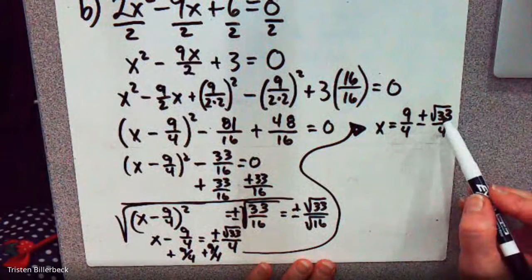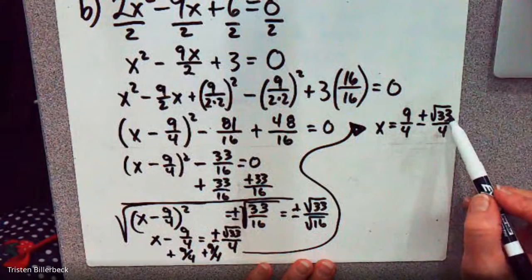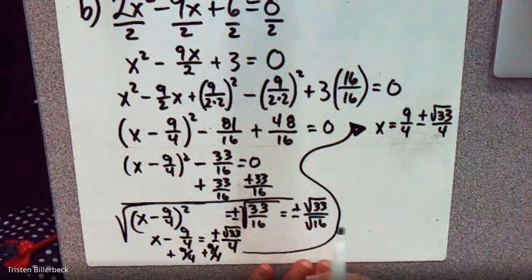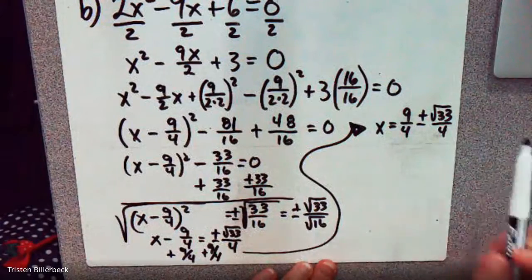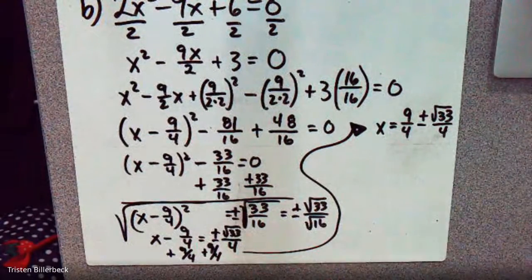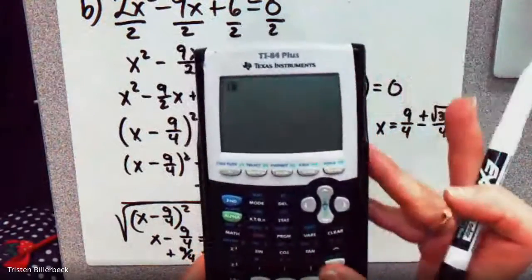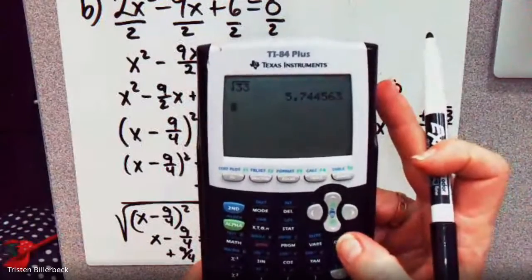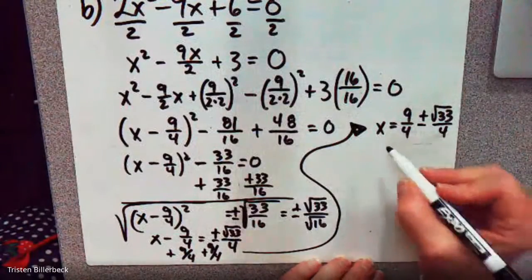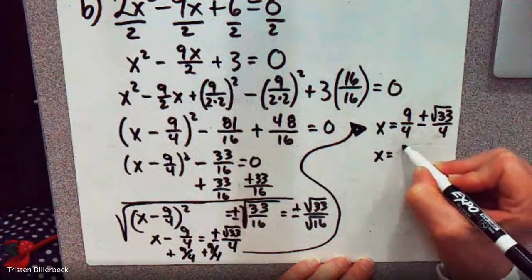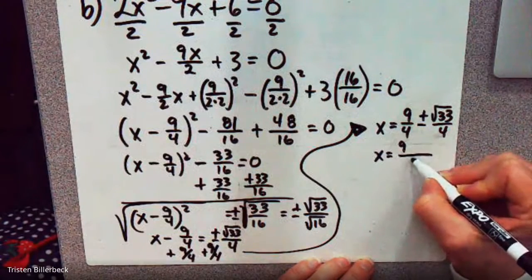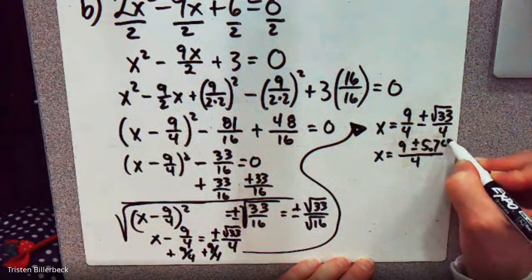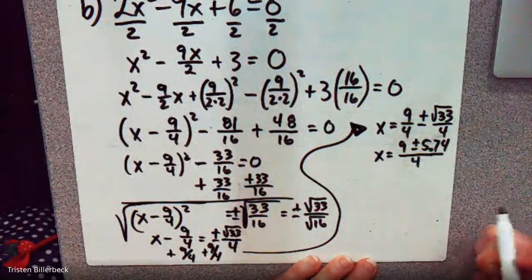So we have to make an estimate of what the square root of 33 is. It's closer to the square root of 36, which is 3 away, than to the square root of 25, which is 5, that is 8 away. So I would say this is closer to 5.8. That's my guess. So take the square root of 33. 5.7. Okay, I was close. So 5.74. So we have x equals 9 over 4, plus or minus 5.74. So it's only 0.06 off.